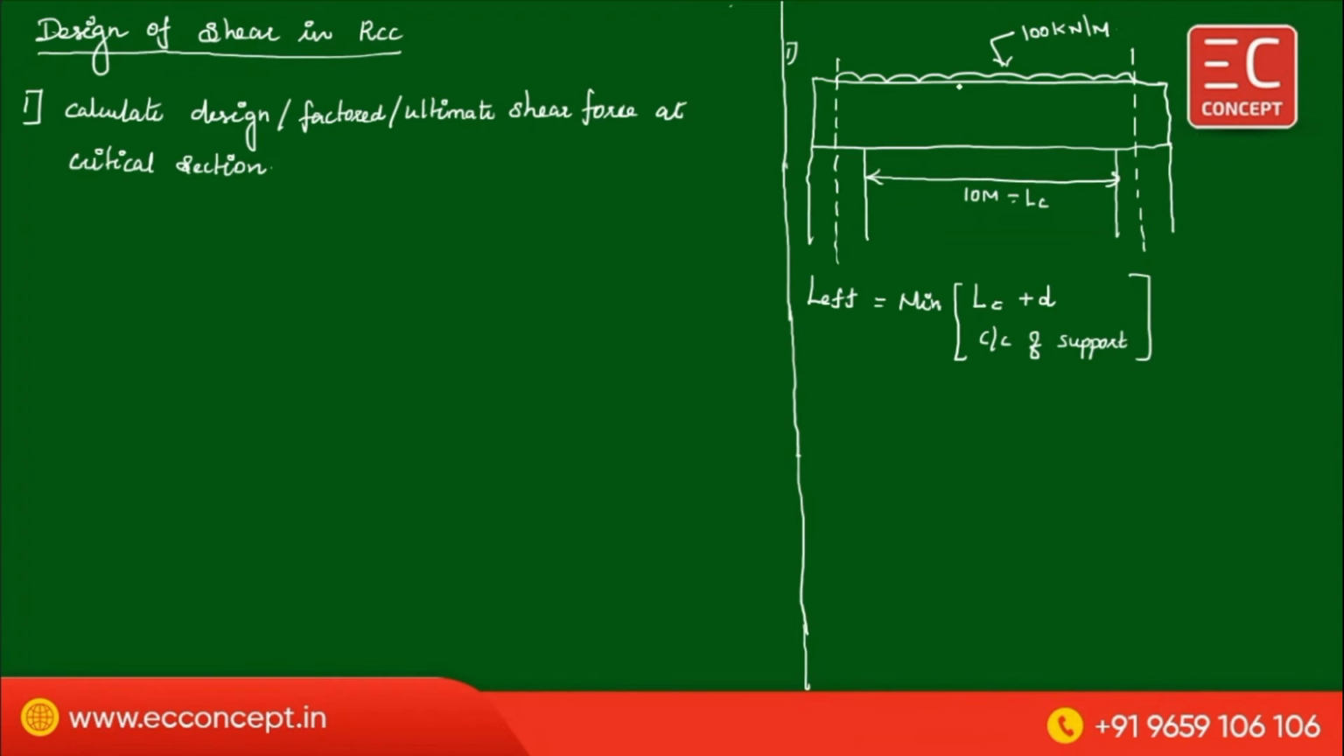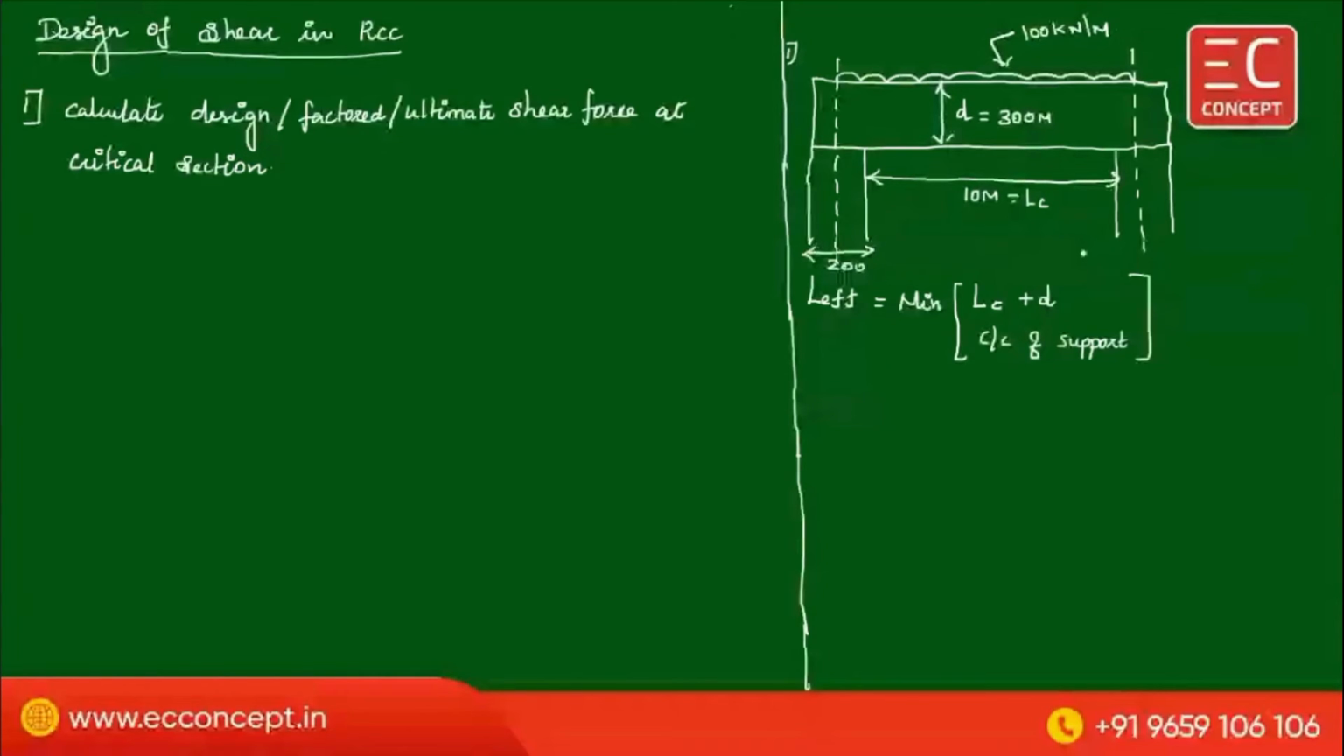So let us take the effective depth d equal to 300, and the breadth of the support is considered 200. Therefore, what is L effective? Minimum of LC, which is 10, plus 0.3 equals 10.3 meter. Center to center distance is 10.2 meter. Therefore, L effective equals 10.2 meter. So this is the L effective that you got. Okay, so L effective is over.